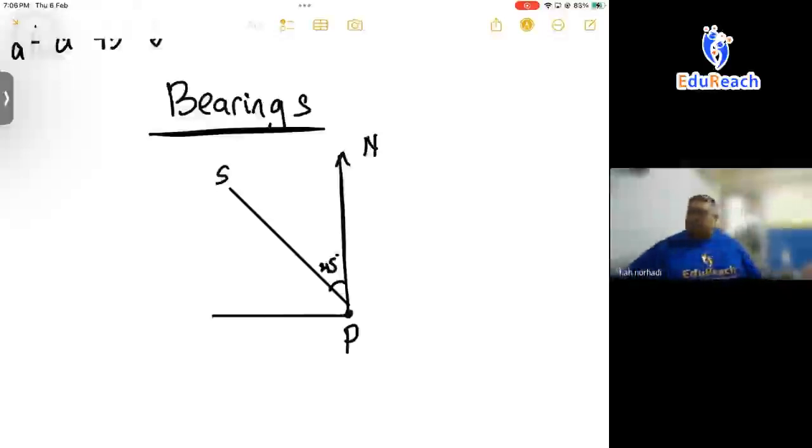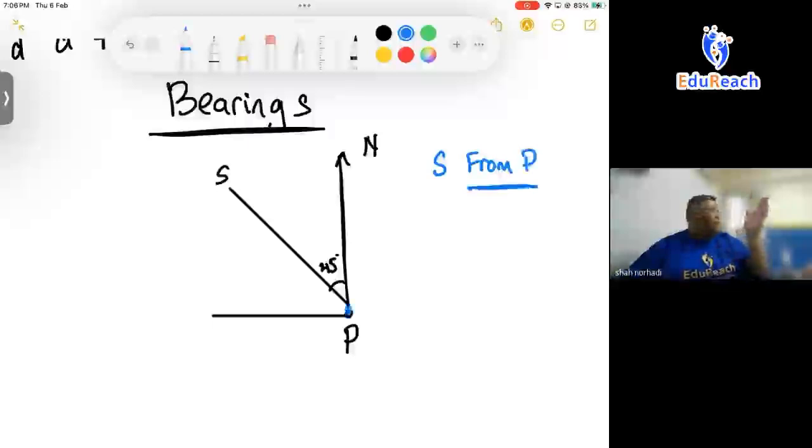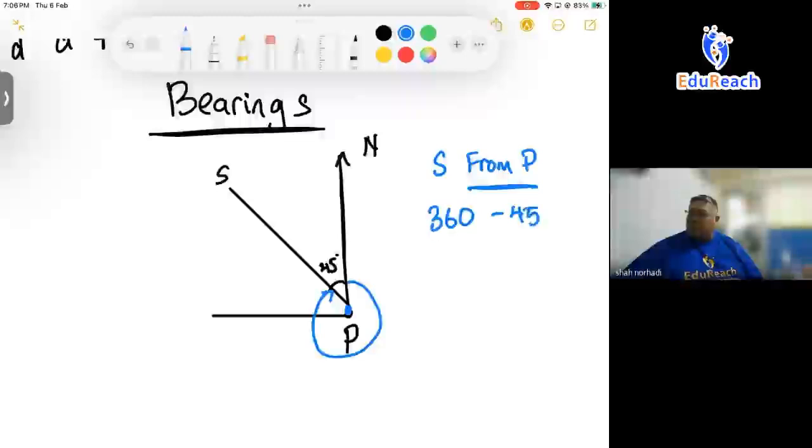So we want S from P, that means the first question is S from P. So I must be at P, then I will find the bearing to S. That means bearing must go clockwise, right? So you are looking for this. What do you think it is? Yes, that's good. 360 minus 45. Okay, you get the answer.